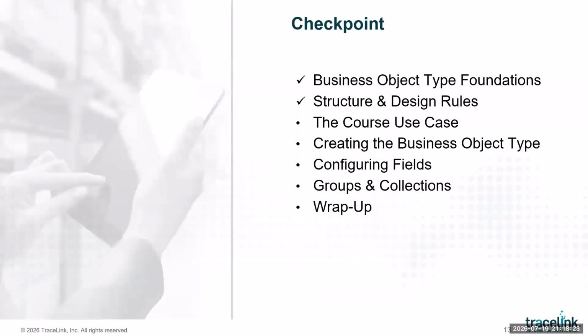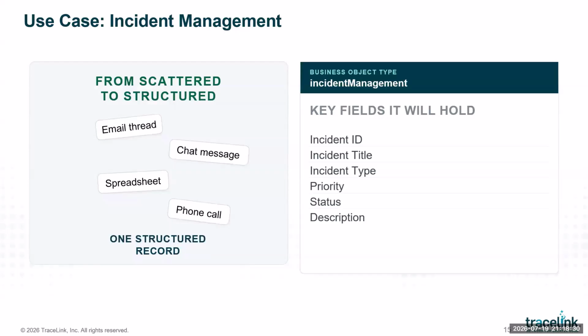Now onto the use case. Picture the incidents that come up between a company and its partners, things like quality issues, delivery problems, or documentation gaps. Today, these often live scattered across emails, chat messages, and phone calls, where they're hard to track and easy to lose. What we want instead is to capture it all in one smart record, structured, searchable, and auditable. And that's exactly what we're going to build together.